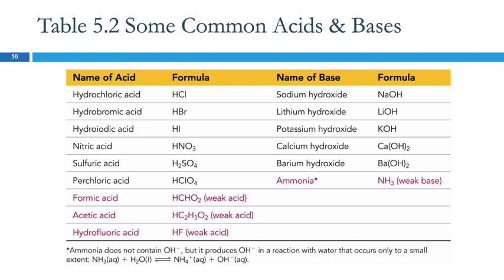So here's where they finally tell you what the strong acids are. There's these guys. Those are strong acids. All other acids are considered weak, meaning that they do not ionize completely. And the bases, any of these metal hydroxides are all considered strong bases. The only weak base you need to be aware of is ammonia.